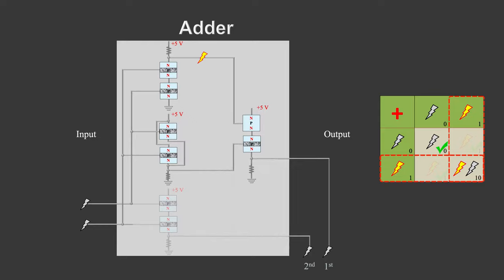Now, when two inputs are high, the middle pair will turn on the bottom output transistor, confirming that at least one input is high. But this pair will turn off the top output transistor, hence turning off the first wire, eliminating the case of 1 plus 1. So we're able to compute 1 plus 1 correctly now.